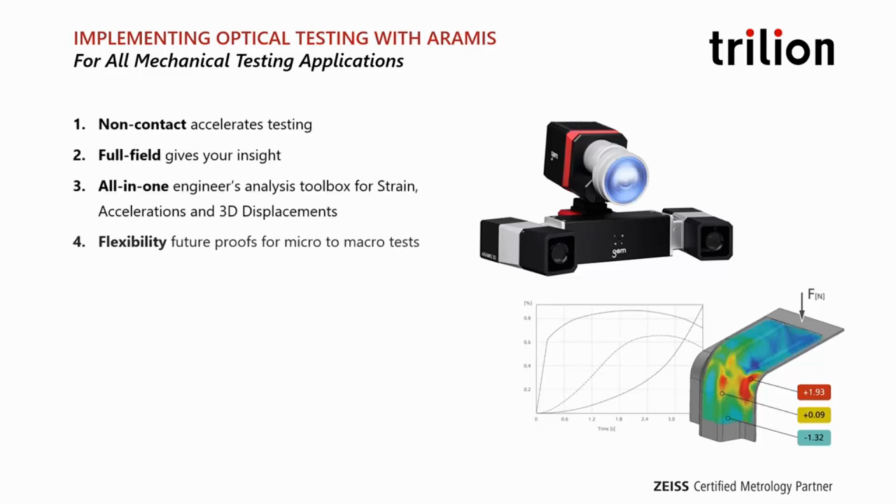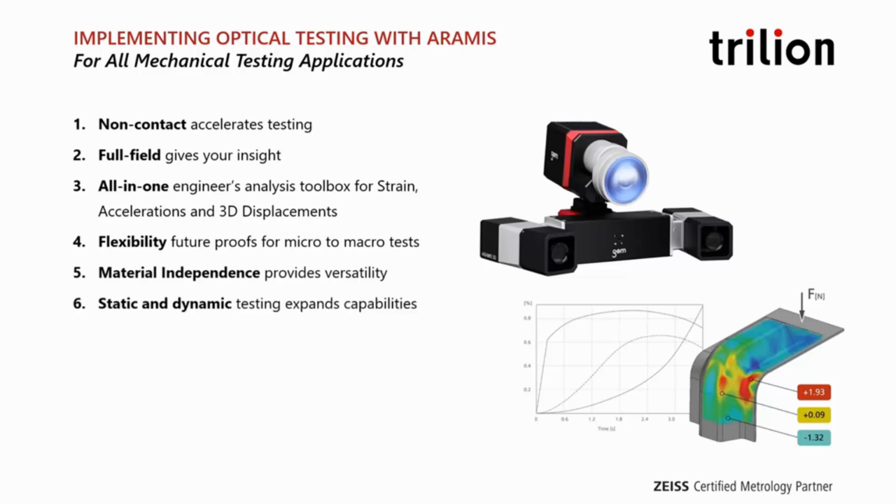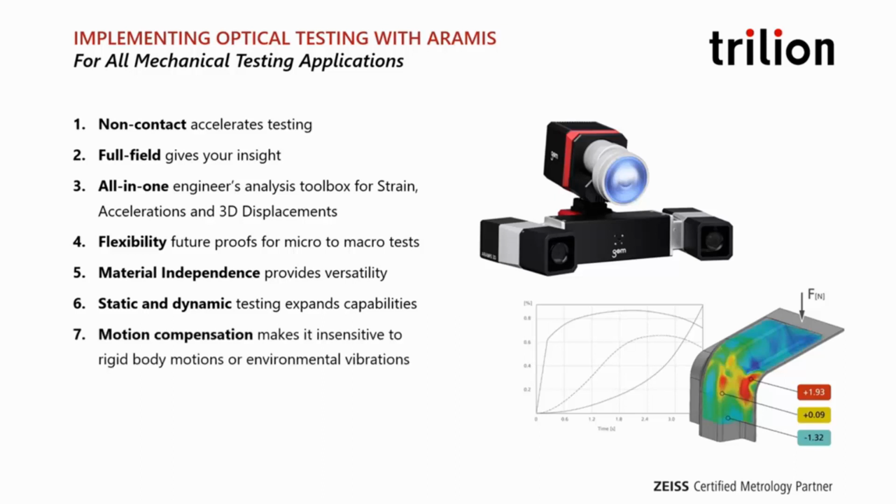And again, just to recap, some of the benefits of a system like the Aramis system: it's non-contact, it's full field, it's all in one. It's very flexible and it's independent of different material qualities that you have. And finally, and I think this is probably the most powerful, it's the fact that it's designed to adapt to different evolving needs of the organization.